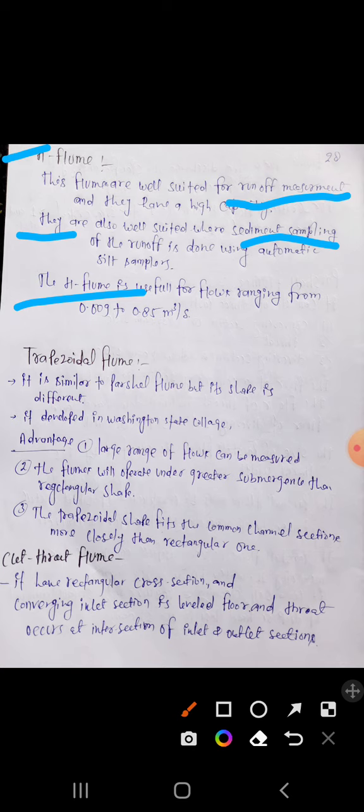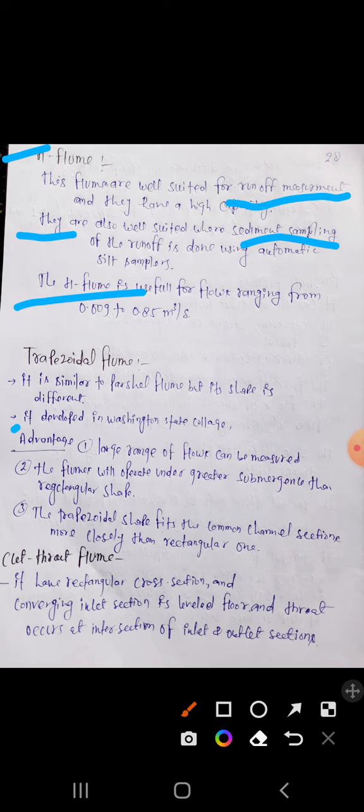And now come to the next, the trapezoidal flume. It is similar to the Parshall flume, but its shape is different. It was developed at Washington State College, and these are the advantages of the trapezoidal flume. A large range of flow can be measured. Second, the flume will operate under greater submergence than a rectangular shape. And third, the trapezoidal shape fits the common channel section more closely than a rectangular one.